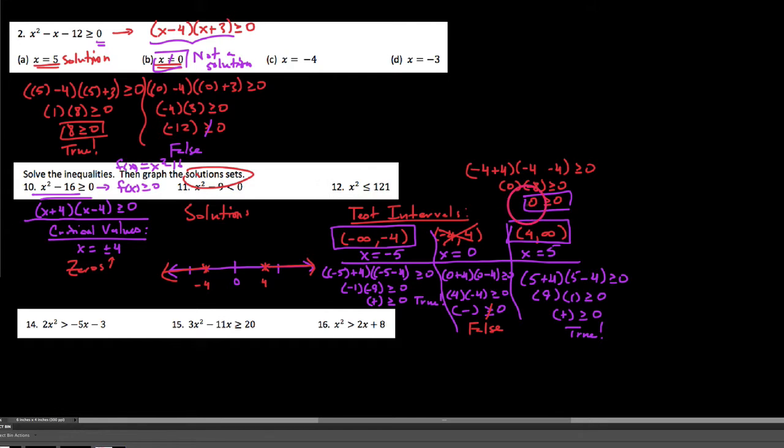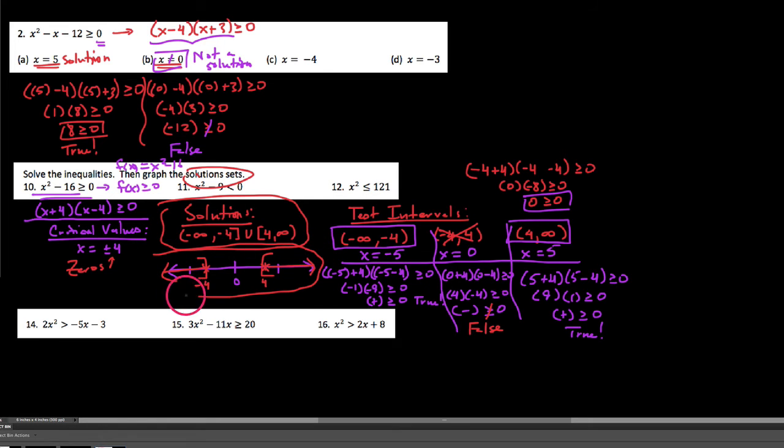Another thing that can be said is this. If this is ever greater than or equal to, or less than or equal to, what we're going to commit to doing is including the zeros as endpoints here. And so my solutions, if I write this in interval notation, is simply this: all x values, -infinity to -4, bracket, in union with 4 to infinity. So our solutions would be these intervals, and our graph would be what you see right here.